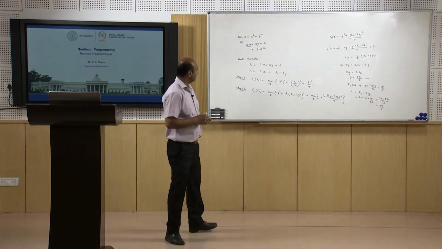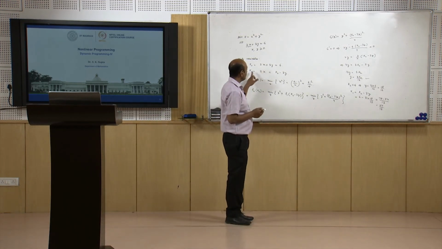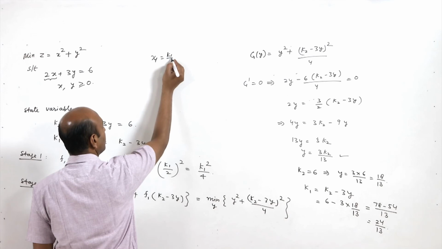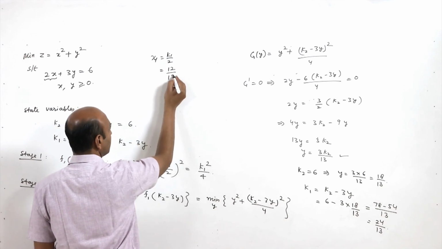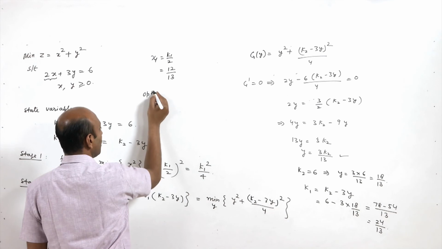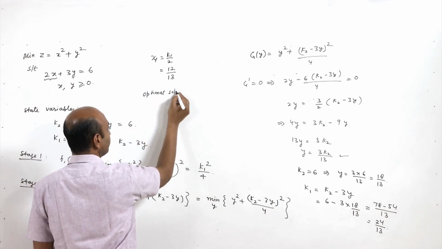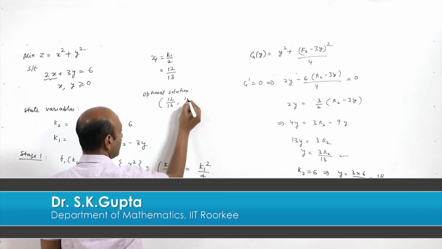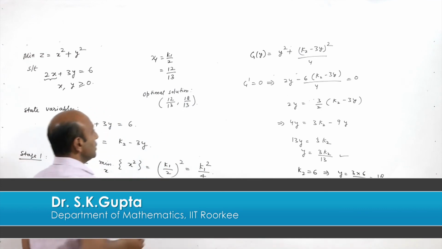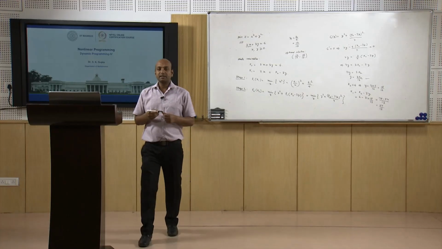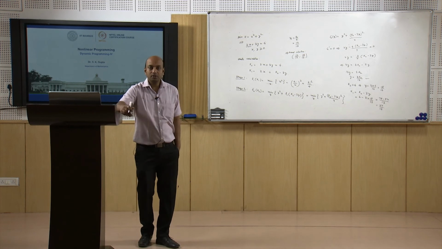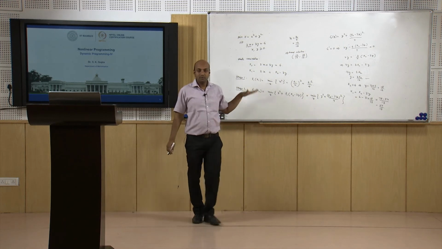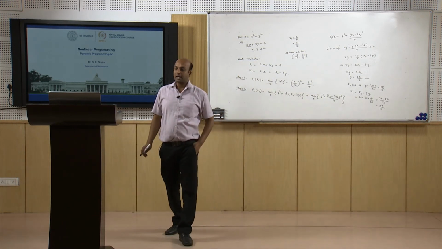And what will be x? x is k1 upon 2. So x will be 12 upon 13. So the optimal solution is 12 upon 13 and 18 upon 13. This is the point which is at the nearest distance from the origin and on the straight line. So that is how we can solve this type of problem also using dynamic programming.